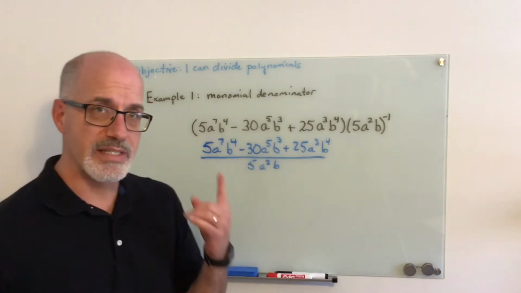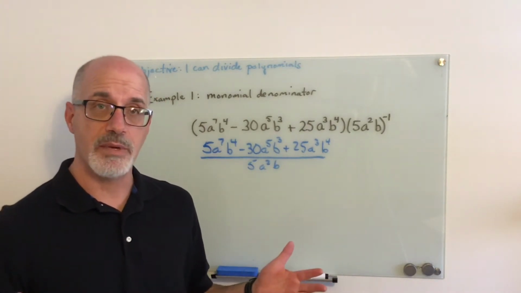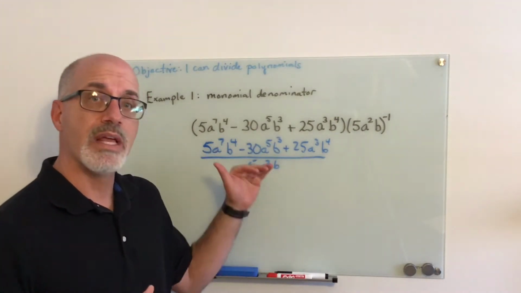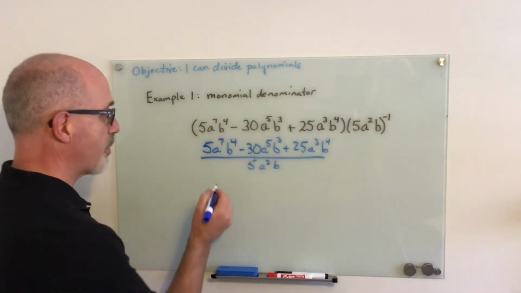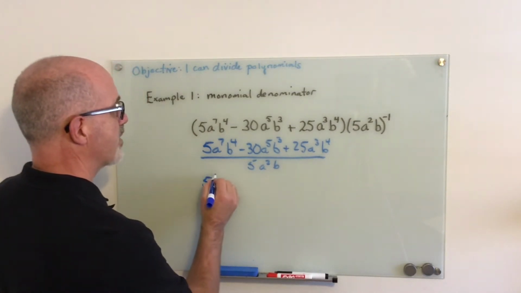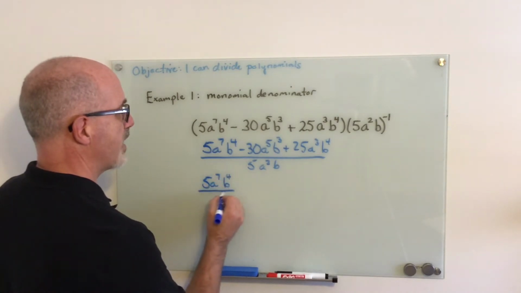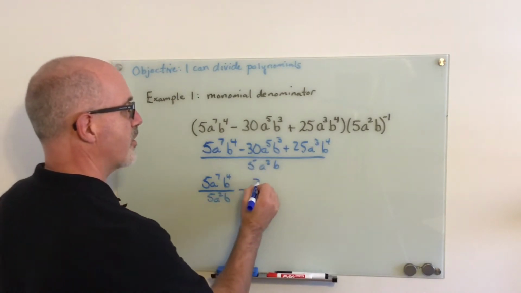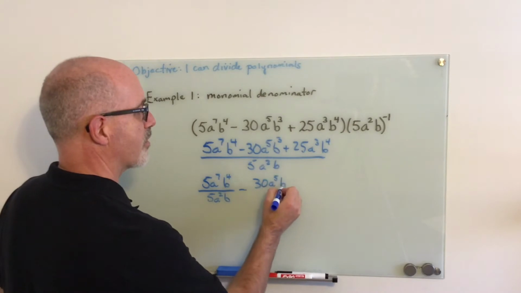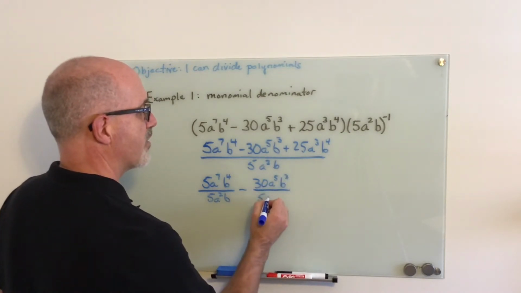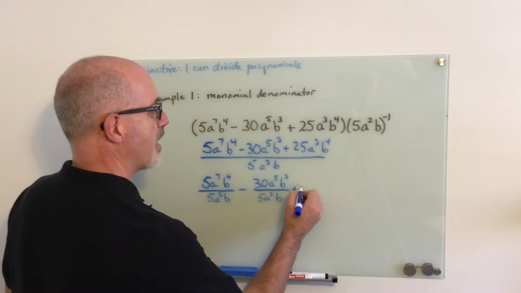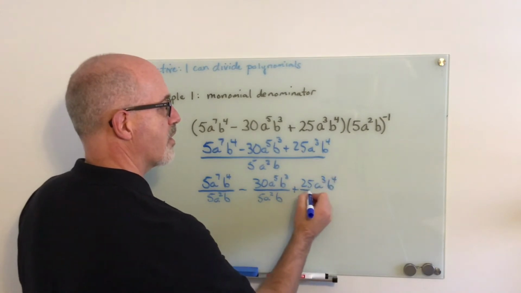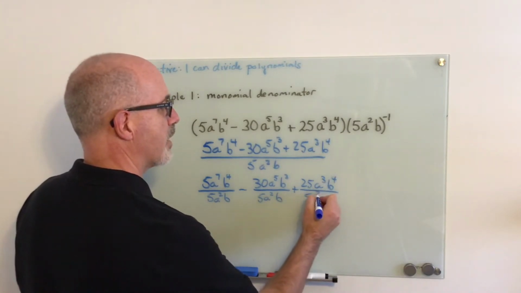Now once we have a single term, no pluses or minuses in the denominator, that monomial, that means that we're going to separate each term in the numerator and put it over the denominator. So I'll separate this out and make it 5a to the 7th, b to the 4th, over that denominator, 5a squared b, then minus the 30a to the 5th, b to the 3rd, over 5a squared b, and then plus the last term, 25a to the 3rd, b to the 4th, over 5a squared b.